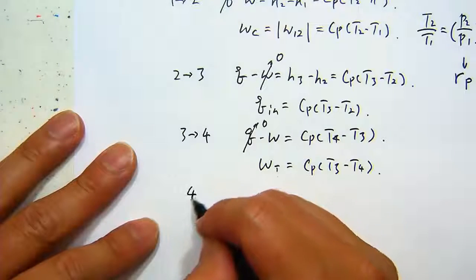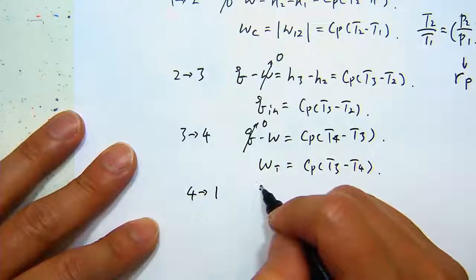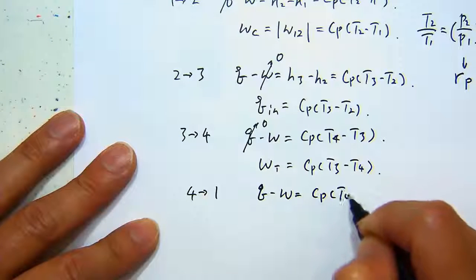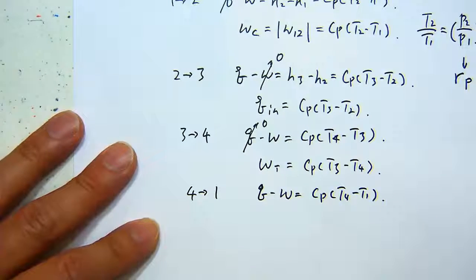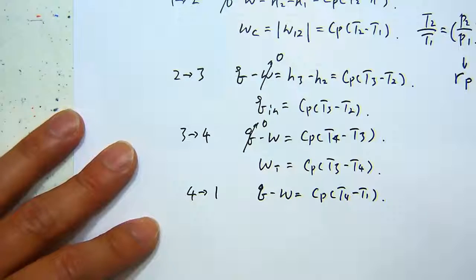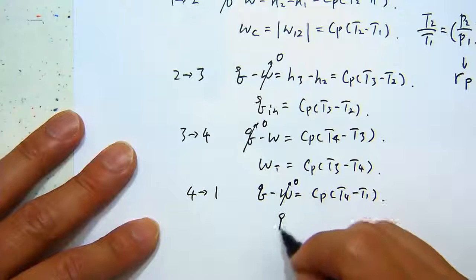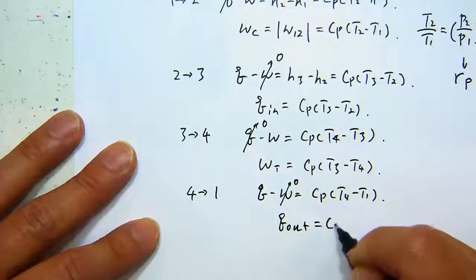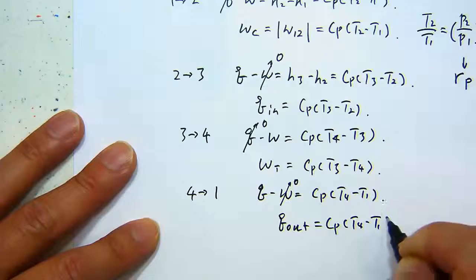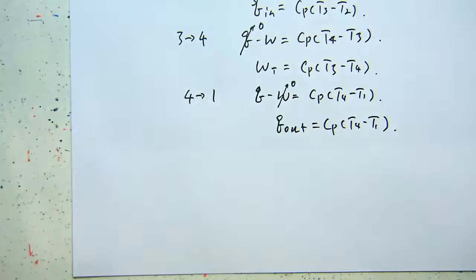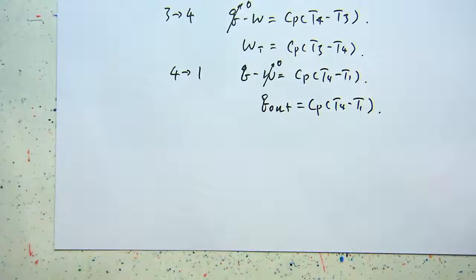And then the last step is 4 to 1. Again, this process is at constant pressure, and no work is being done, so the work goes to 0. Then Q out equals Cp (T4 minus T1). This should be straightforward, and it should all come from your previous learning. Apply the first law. That's the very first step in doing this kind of analysis.